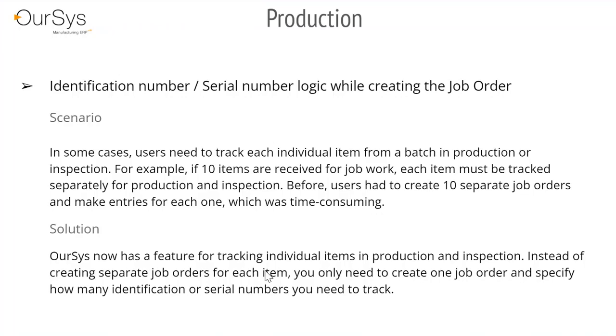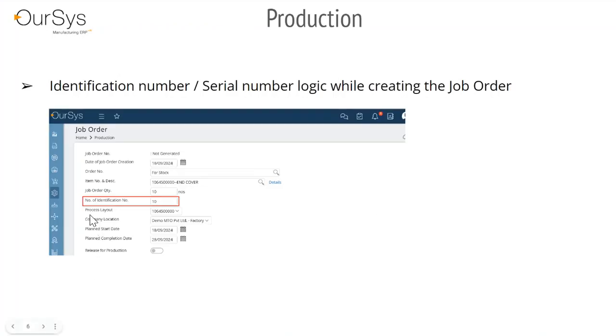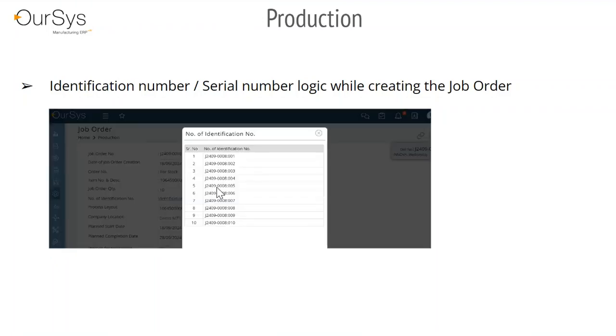As you can see here, while generating a job order, the system is asking for the number of identifications required. By default, it will pick from the job order quantity. As you can see here, once we generate the job order, the identification numbers will get auto generated.